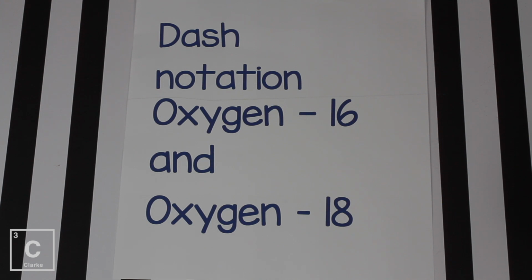The first way we can show an isotope is using dash notation. Dash notation is just the name of the element, a dash, and then the mass number. Each isotope is going to have a different mass number. In these examples, we have oxygen-16 and oxygen-18. Oxygen, because we've got 8 protons, and then different mass numbers because the neutron number is different.